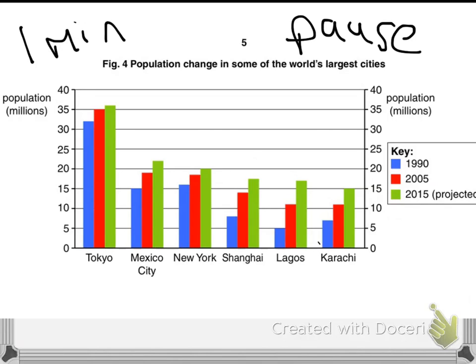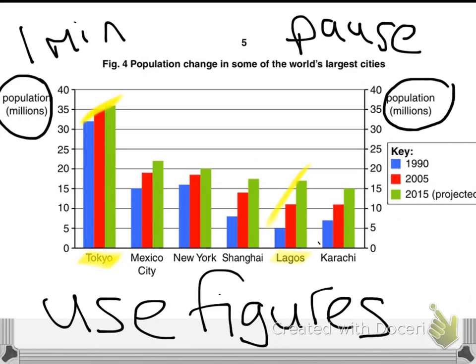Okay, a couple of things to note: that Tokyo does have a much larger population, but its current growth is a lot slower than what Lagos is going to go through over the next few years, projected up to 2015. Make sure that you've definitely used some population figures from the graph and have quoted next to it that it's population in millions.